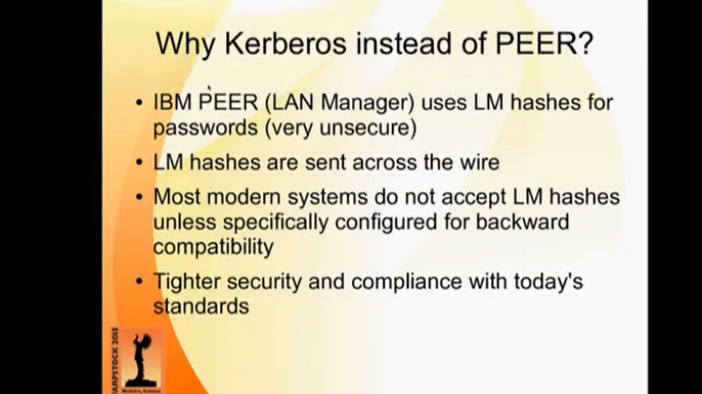LM hashes are fully sent across the wires. So when you authenticate to IBM peer services, you send your username, you send your password. The server says, I know your username, and that's your password. And now everyone else does too. And then you're authenticated. And Windows servers, out of the box, will not accept LM hashes. You have to configure the registry to ease off that far in its security restrictions to allow LM hashes. And that means that you have to do that for every client on the network.